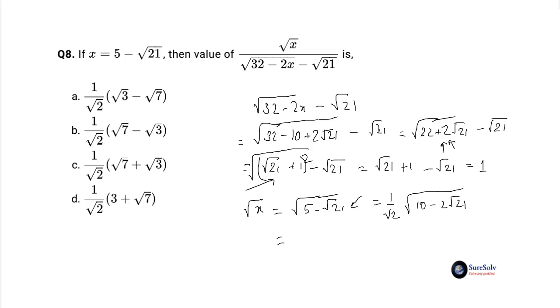So this will be equal to 1 by root 2 root over root 7 minus root 3 whole square. The middle term will be minus 2 root 21 and 7 plus 3 is 10, equal to 1 by root 2 root 7 minus root 3. That is the value of the target expression. Answer is option B.